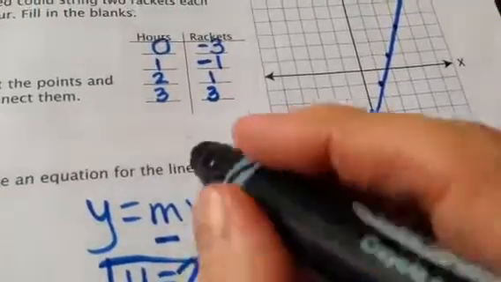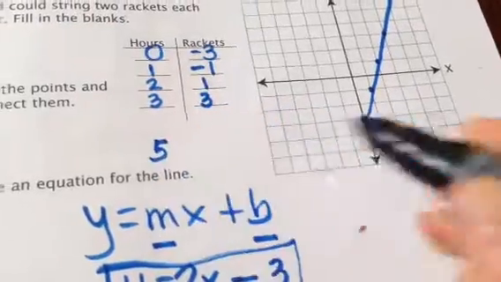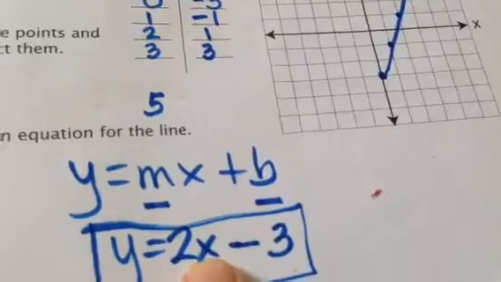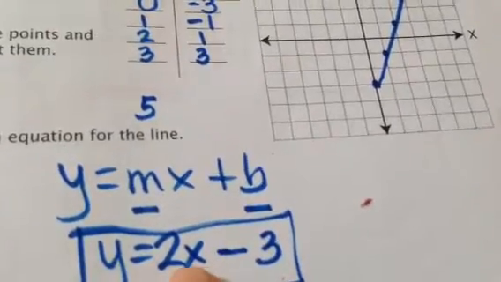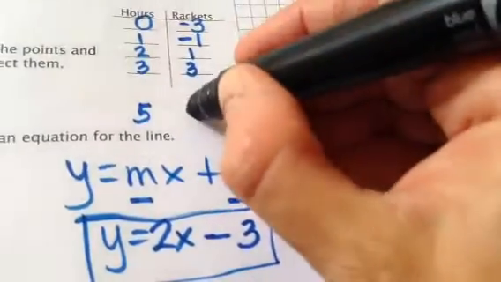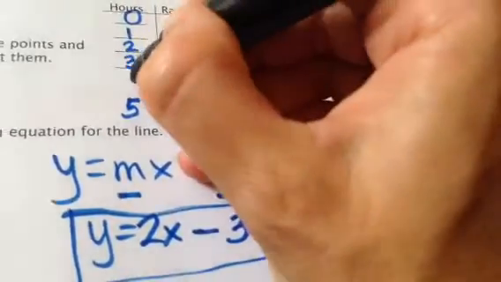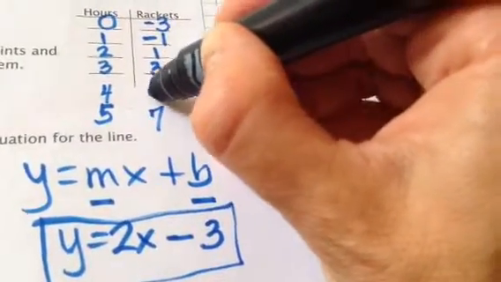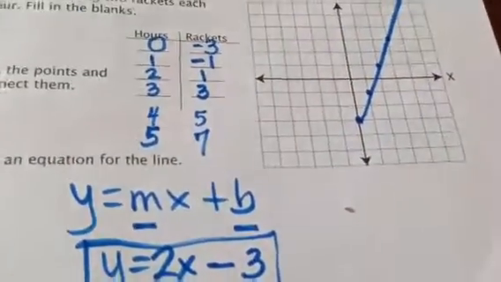Okay, so if I said, hey, how many rackets did he have after 5 hours? You could put a little 5 in right there, and you know that's 2 times 5, which is 10. 10 minus 3 is 7. So you should be able to get that. And you can see if I would have filled these in, and I keep adding 2, 3 plus 2 is 5, 5 plus 2 is, so it does work.